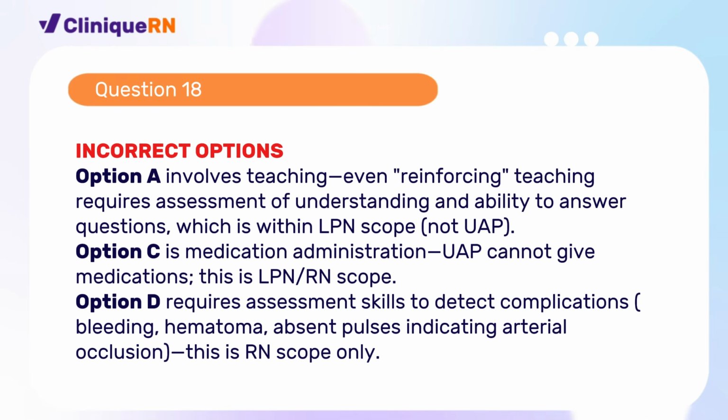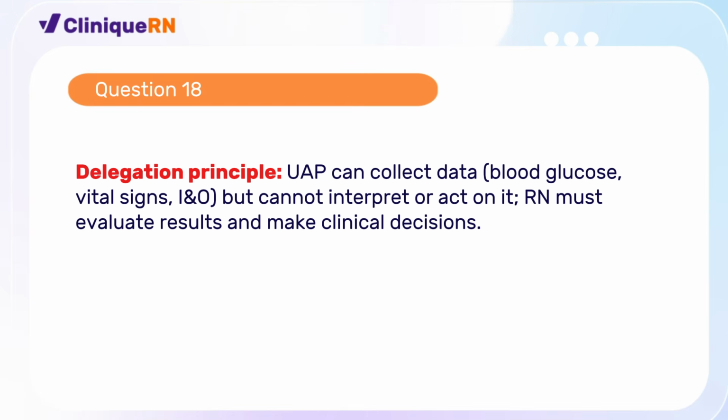Option C is medication administration. UAP cannot give medications. This is LPN-RN scope. Option D requires assessment skills to detect complications, bleeding, hematoma, absent pulses indicating arterial occlusion. This is RN scope only. Delegation principle. UAP can collect data, blood glucose, vital signs, I and O, but cannot interpret or act on it. RN must evaluate results and make clinical decisions.